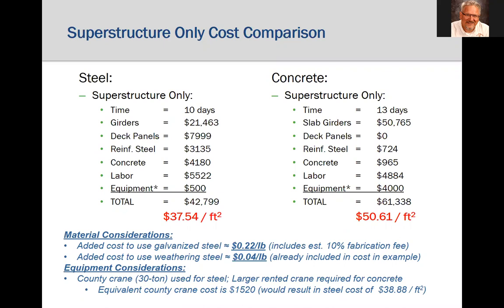So we can see the cost for the materials, labor, and equipment for only the superstructure. The steel bridge costs 37.5 bucks per square foot, and the concrete bridge costs about 50.5 bucks per square foot. The steel bridge is considerably less expensive for this comparison.